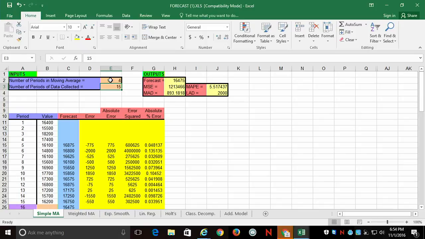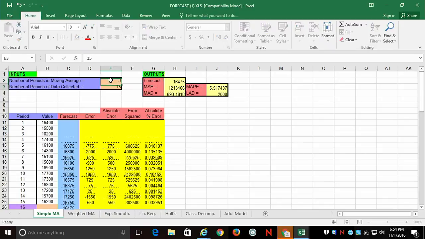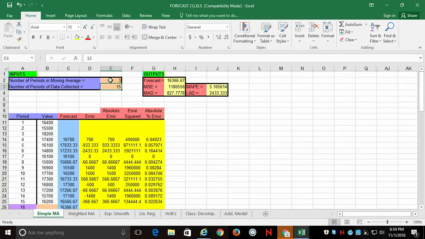I don't like the mean squared forecast error. Let's look at, I like the MAPE, mean absolute percentage error. That makes sense to me. Like 4-week moving average, we're off about 5.5%, right? That makes sense. I can communicate that. If we use the 3-week moving average, I'm off about 5.1%.